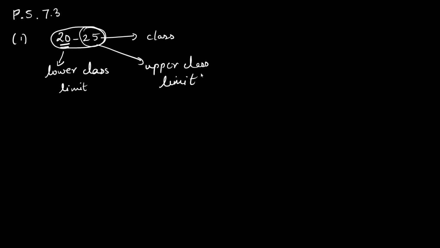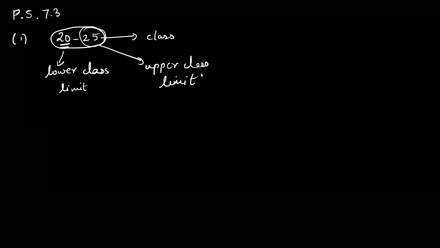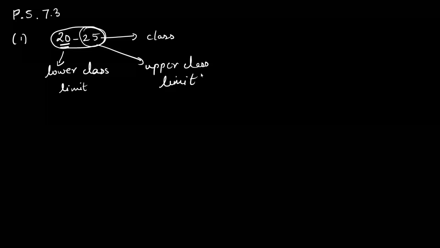Hello, Harshit. Yes, sir. Can you read the first question again? Yes, sir. For class interval 20 to 25, write the lower class limit and upper class limit. So what will you write? Lower class limit is equal to 20, and upper class limit is equal to 25. Okay, good, fine. Shall I mute myself? Yeah, you can. Thank you.